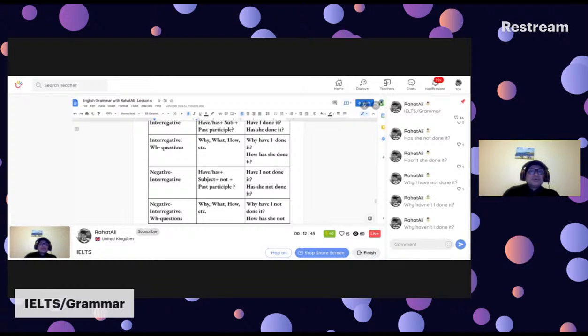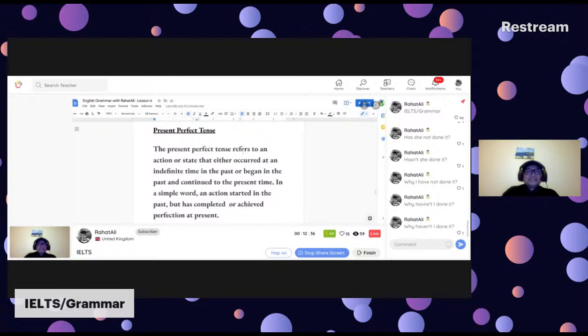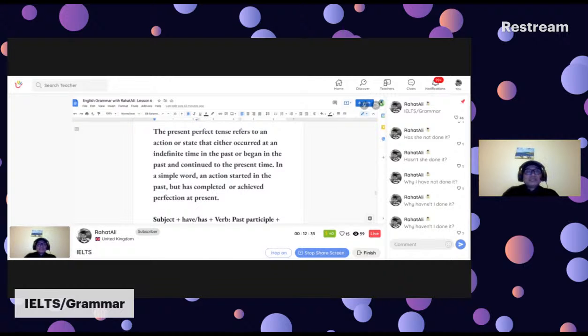Okay, guys. So these are the forms we very often use in present perfect tense. Once again, I'm going to recap present perfect. Present perfect tense refers to an action or state that either occurred at an indefinite time in the past or began in the past and continued to the present time. This is the highlight: continue to the present time. Remember that. And the basic difference between past indefinite and present perfect is that in past indefinite, an action started in the past and finished in the past, whereas in present perfect, the action or situation started or occurred in the past but continued up to the present time.